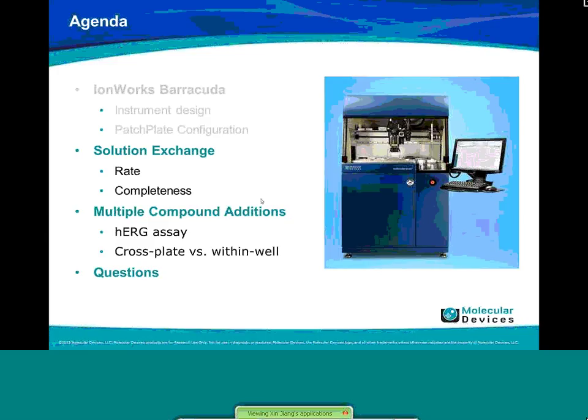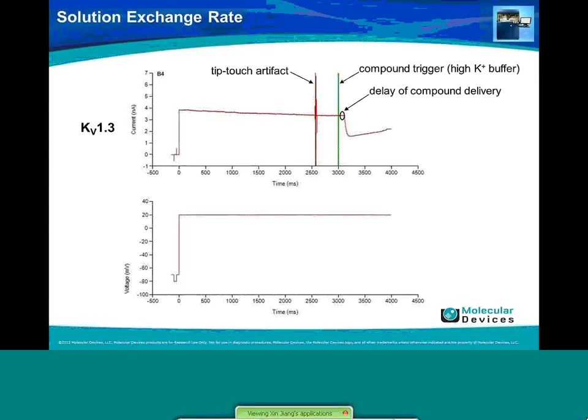So I'm going to show you two different studies where we characterize the rate and the completeness of the solution exchange using biophysical techniques. The first one was to characterize the solution exchange rate by using a KV channel, potassium channel 1.3 in this case. The way we do this experiment is we use a routine step protocol like this, where we step from a holding potential of minus 70 to plus 20 millivolts to drive the channel from closed state to open state. And as you can see, this is the current recorded from the KV1.3 channel in response to this voltage protocol.